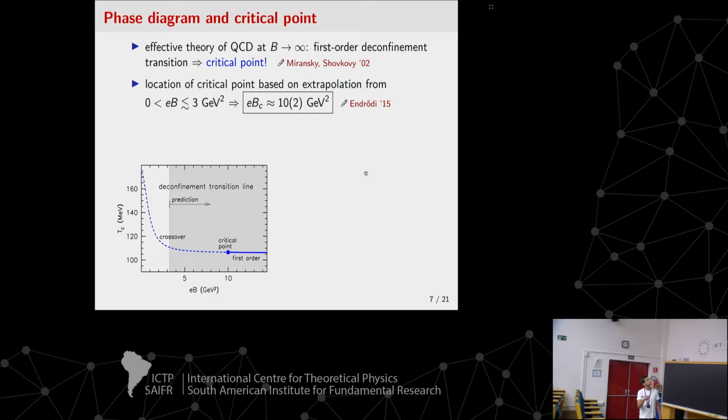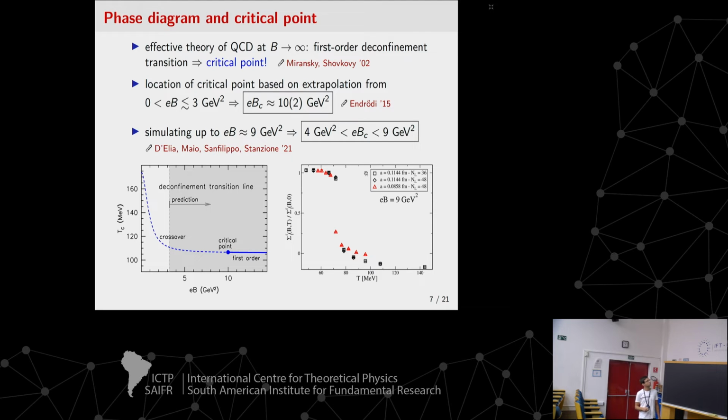And then based on what one sees for the strengthening of the transition at relatively low magnetic fields, I put this first very rough estimate for where a critical point where the transition gets first order should be, to around 10 GeV squared. And the very nice development from last year is that the PRISA group went there and managed to simulate those strong magnetic fields. And they found that at 9, there is a first order phase transition. At 4, it's not yet there. So the critical point is somewhere between 4 and 9.